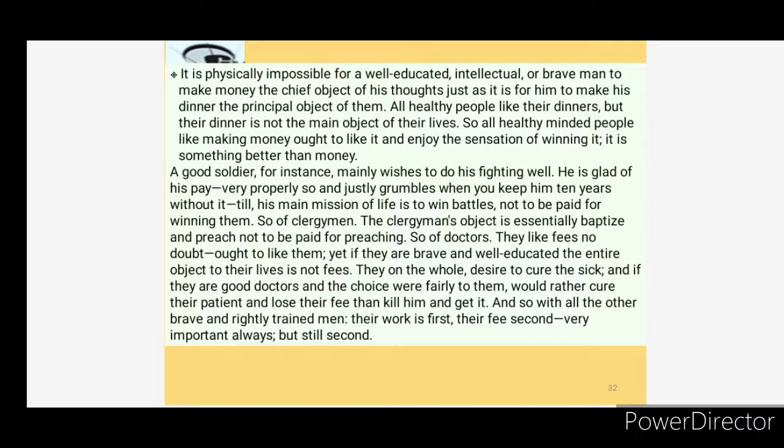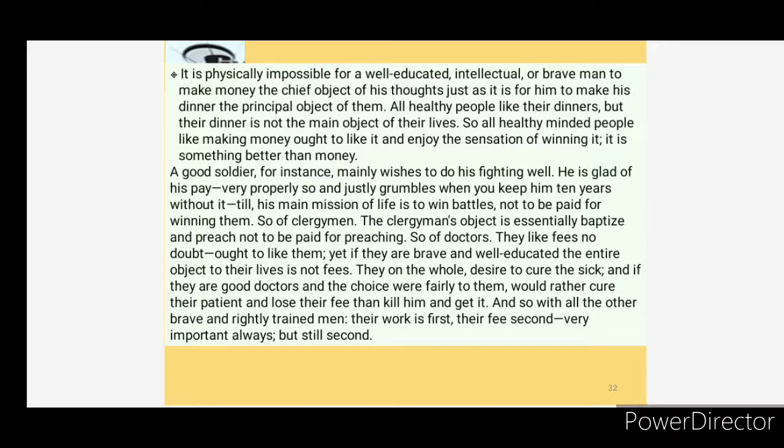It is physically impossible for a well-educated, intellectual or brave man to make money the chief object of his thoughts, just as it is for him to make his dinner the principal object of them. All healthy people like their dinners, but their dinner is not the main object of their lives. So all healthy-minded people like making money, ought to like it and enjoy the sensation of winning it. It is something better than money. A good soldier, for instance, mainly wishes to do his fighting well, is glad of his pay, very properly so, and justly grumbles when you keep him ten years without it, but his main mission of life is to win battles, not to be paid for winning them.